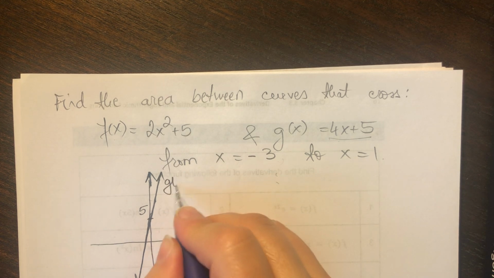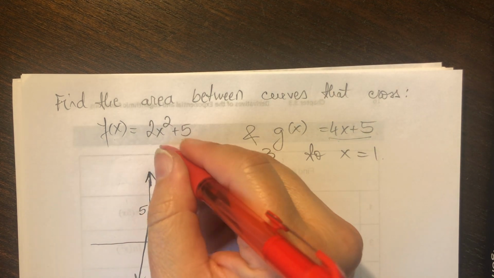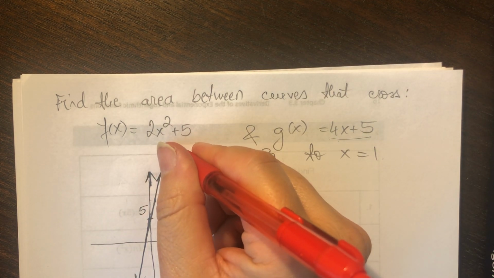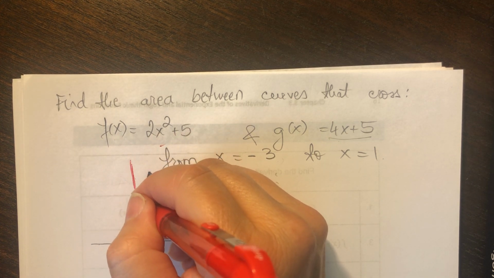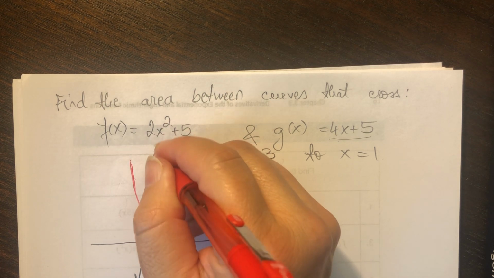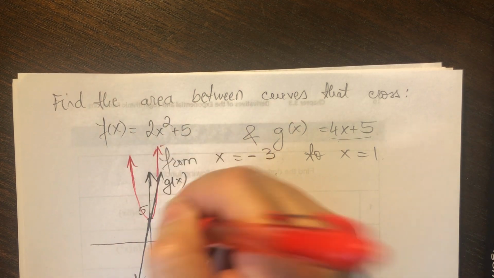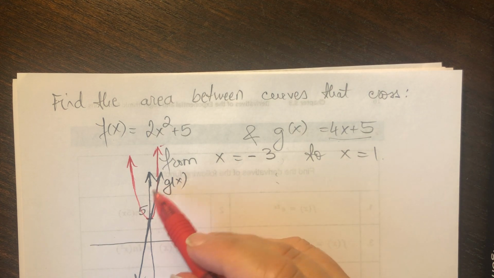So here's my g of x. Now, my f of x is a quadratic function that's stretched by a factor of 2 vertically and is moving up 5 units. So it's going to also start at 5. Now, I wish I could zoom in, or I would have graphed this a little bit closer. But as you see, they are crossing.